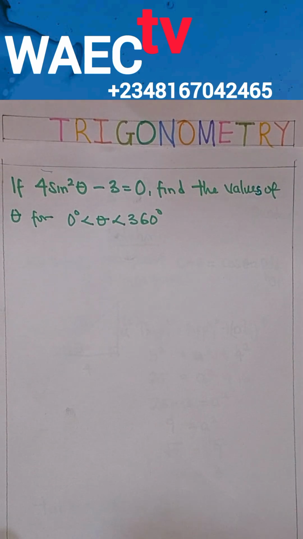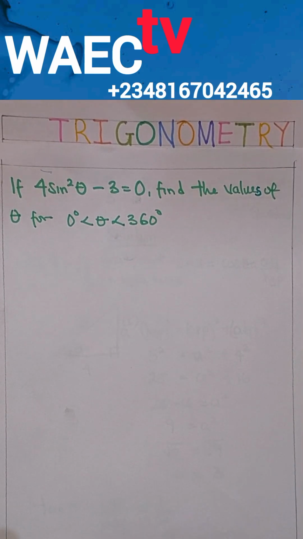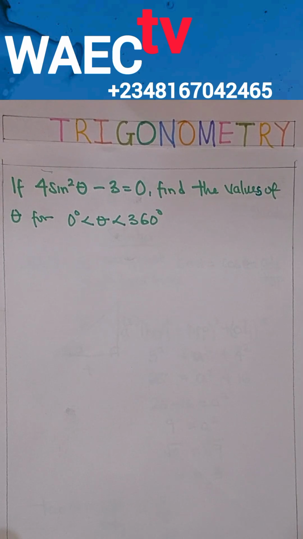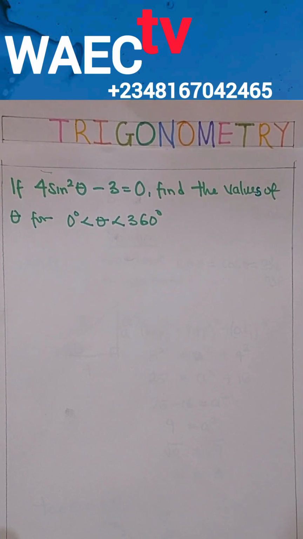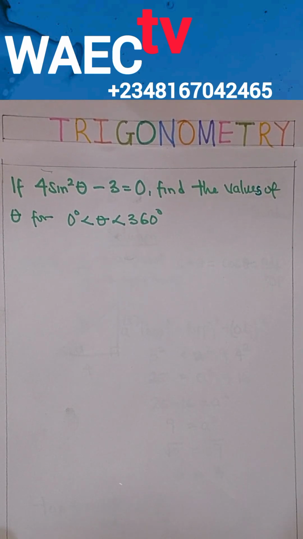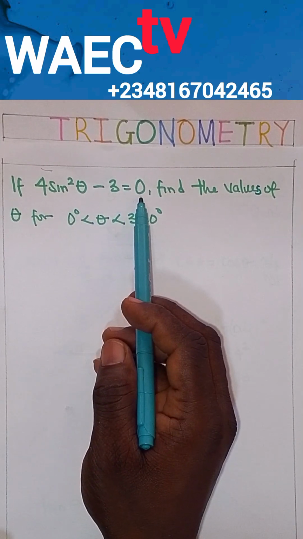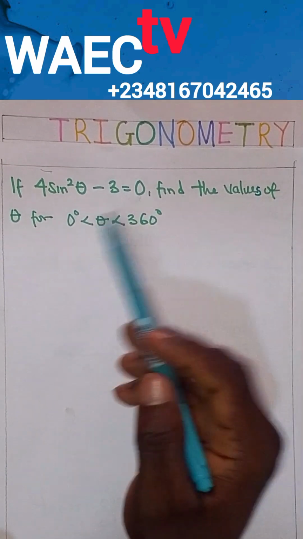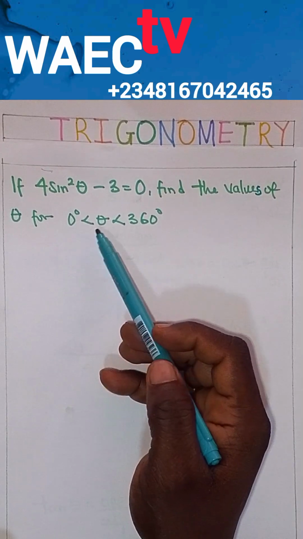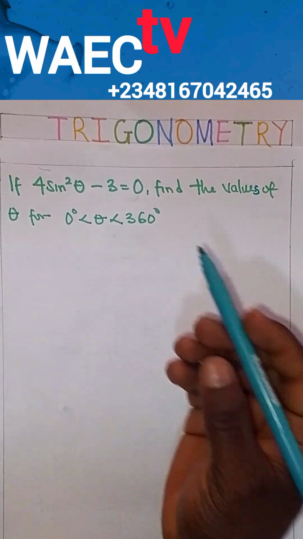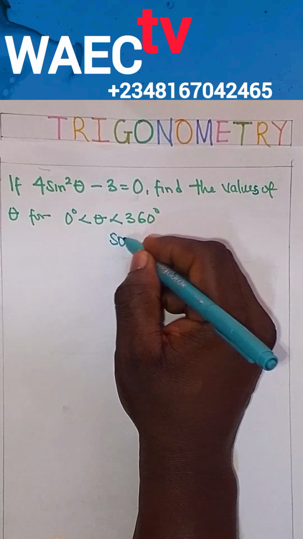This class is specially designed for those who are writing WAEC, JAMB, NABTEB, NECO, GCE, and for those that want deep knowledge on the topic trigonometry and mathematics. In this class, we'll be looking at trigonometric equations that require quadrants to solve. The question before us is: if 4 sine squared theta minus 3 equals 0, find the values of theta for 0 degrees less than theta less than 360 degrees. The solution to the question.